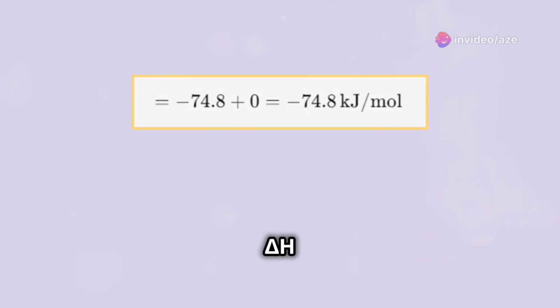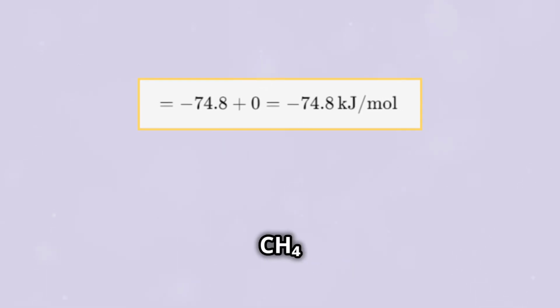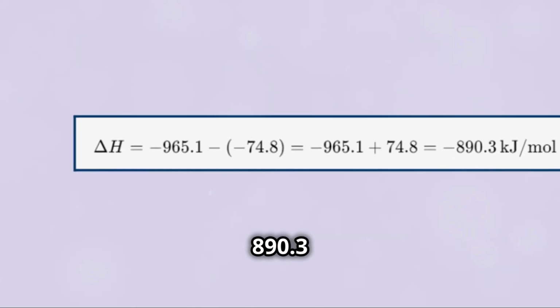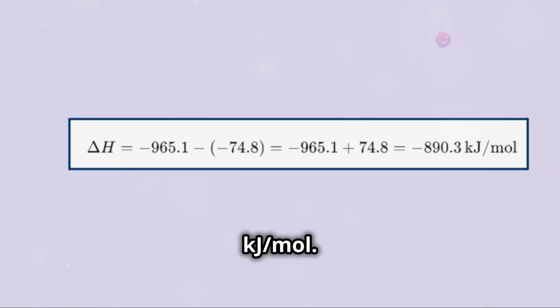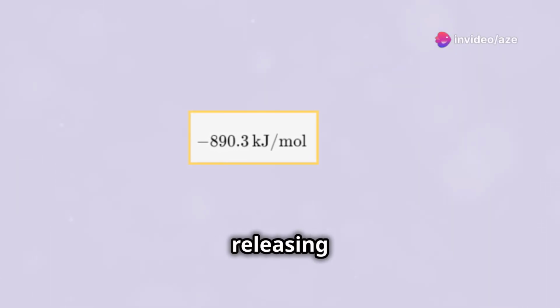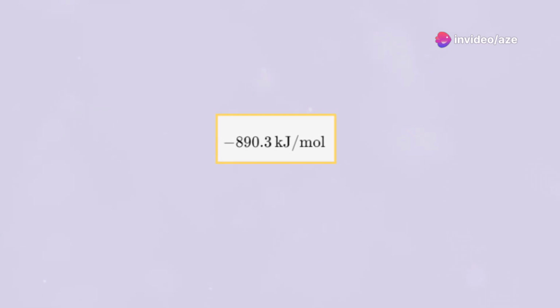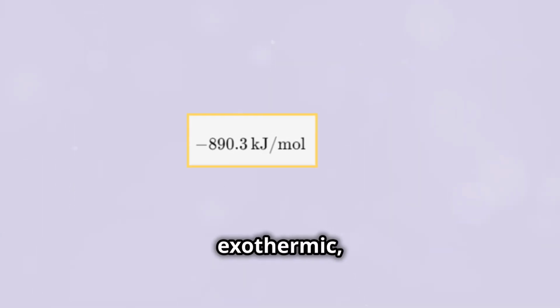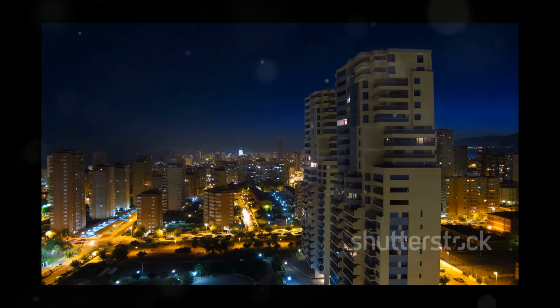The enthalpy change, ΔH, for the combustion of methane, CH4, is approximately minus 890.3 kJ/mol. This negative value indicates that the reaction is exothermic, releasing energy in the form of heat. This reaction is exothermic, releasing heat because it's negative.